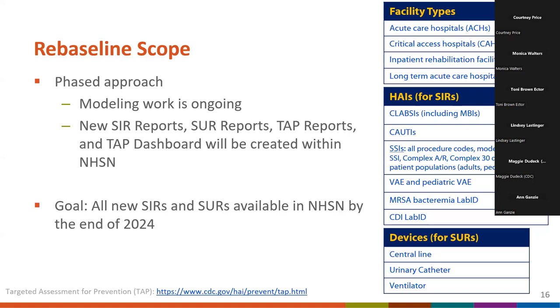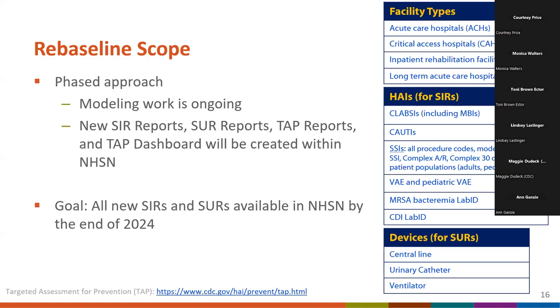So TAP stands for Targeted Assessment for Prevention. If you are not familiar with the TAP strategy, you can read more about it at the link at the bottom of the slide. The ultimate goal is to complete the implementation of all 200 models or so by the end of this year, so the end of 2024.